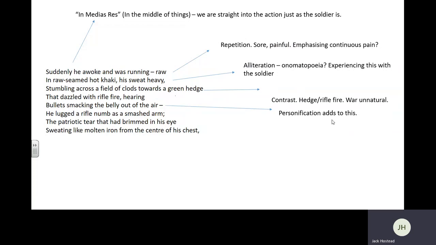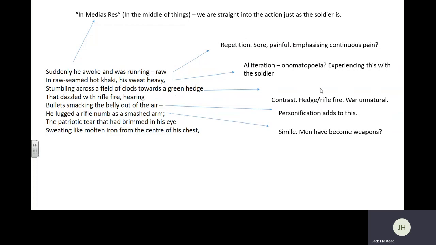And Hughes uses a lot of natural imagery throughout this as well to highlight that idea that humans have become away from nature, and war just seems so unnatural. And the personification adds to this. "Bullets smacking the belly out of the air." It's almost, are we destroying nature and the peace that should be happening because of whatever conflicts people are fighting for.